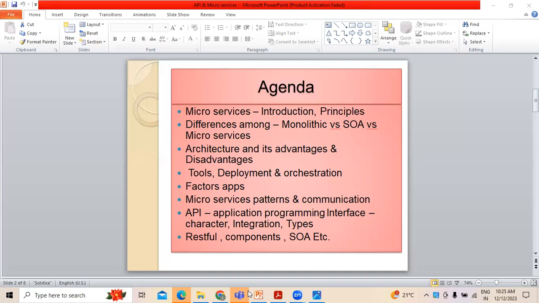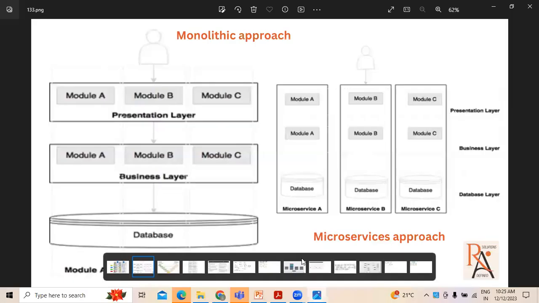Aishwarya, right? Yes. So this is what we normally call the monolithic approach. When we talk about the monolithic approach, you can see here that this is where the differences are. The first one is the monolithic approach, on the left hand side, whereas on the right hand side is the microservices approach.